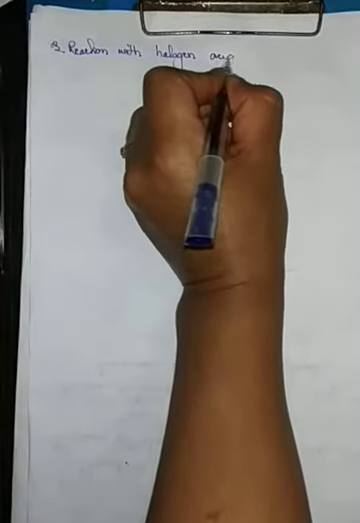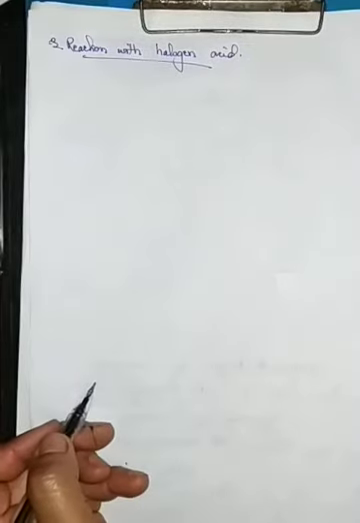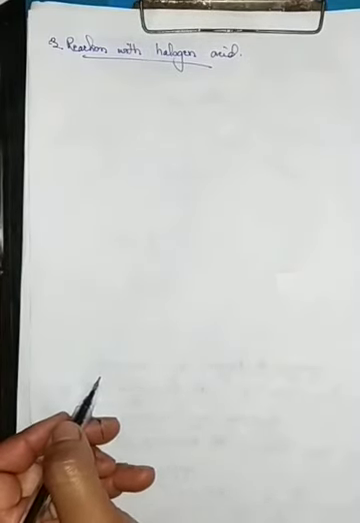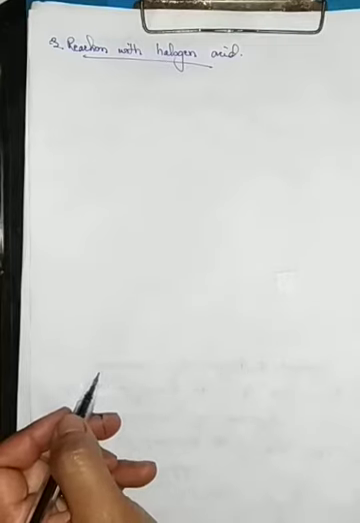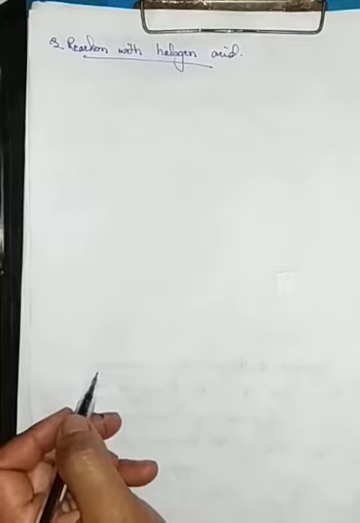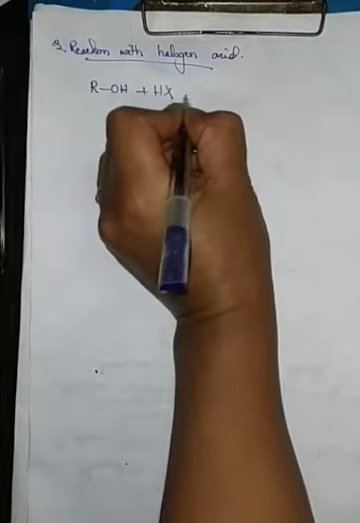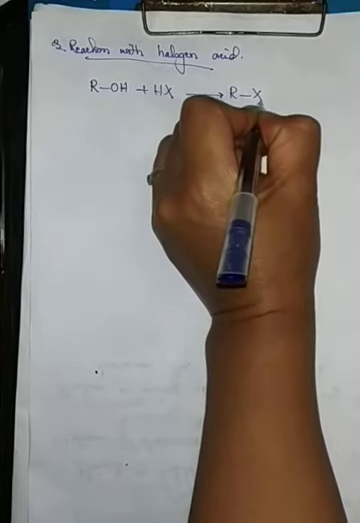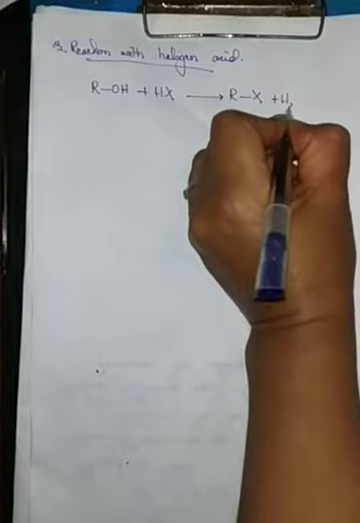Now, let's check the third reaction, that is reaction with halogen acid. Reaction with halogen acid. Now here in this reaction, when we check out the reaction with halogen acid, we will see that alcohols react with halogen acid to give us R-X plus H2O.